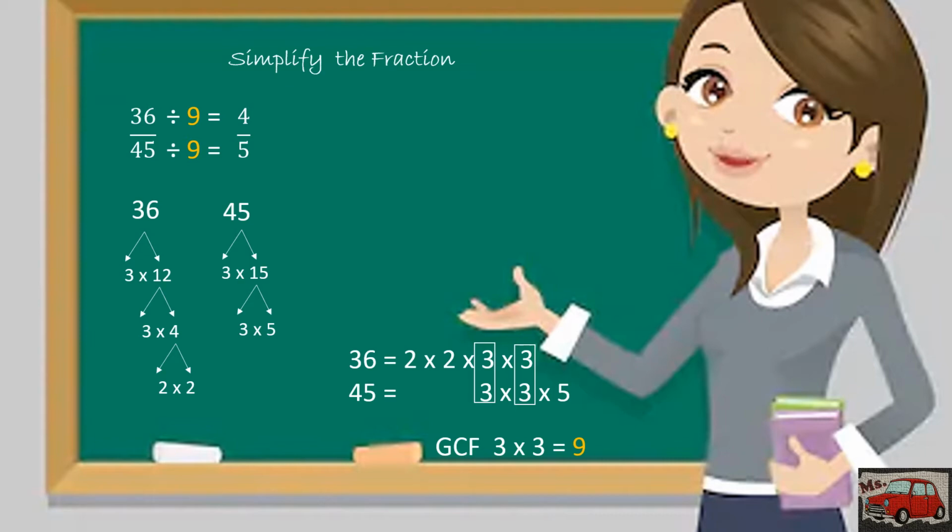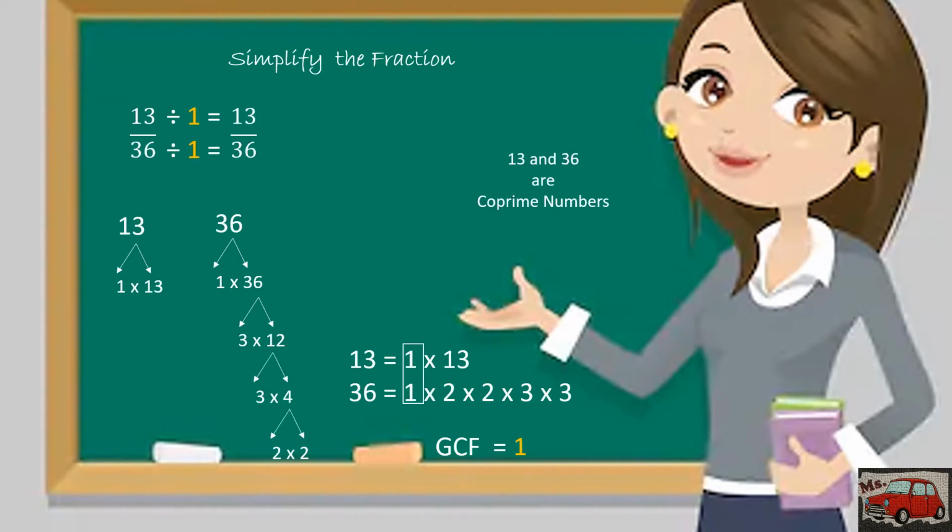36/45. So, the GCF of 36 and 45 is 9. So, let's divide it from the numerator and the denominator. So, 36 divided by 9, that is 4. 45 divided by 9, that is 5. So, the lowest term of 36/45 is 4/5.